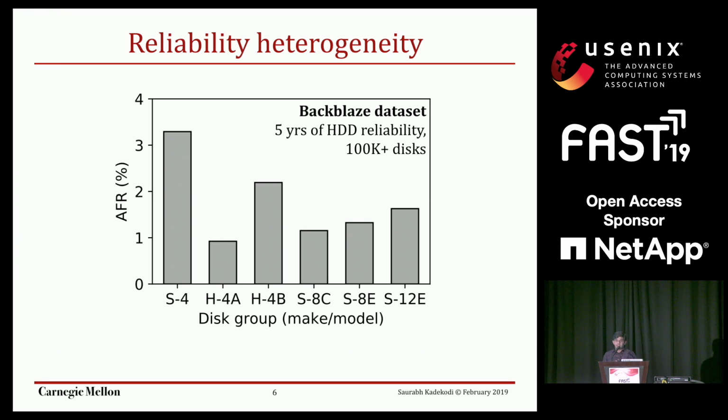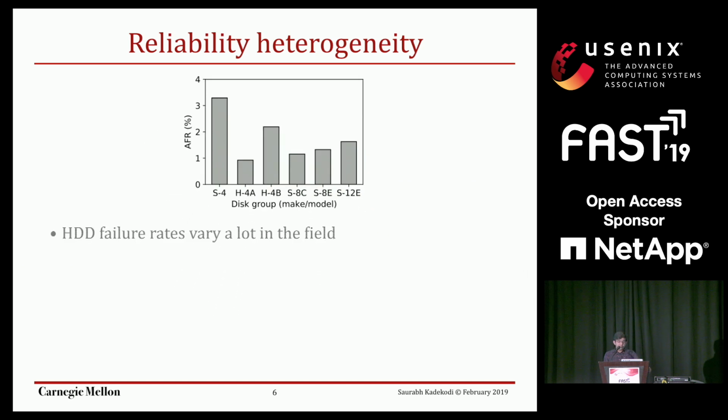So how much are these failure rate differences? We evaluated the Backblaze dataset, which has over 100,000 drives and over 5 years of reliability data. On this graph, the x-axis shows the different disk groups, grouped in terms of make and model. And on the y-axis, we have the annualized failure rate in terms of percentage. The difference between the strongest and the weakest disk is over 3 times. And the key point is that, along with that, no two different disk groups have equal failure rate. This has been shown to be true in SSDs as well in a FAST 2016 publication.